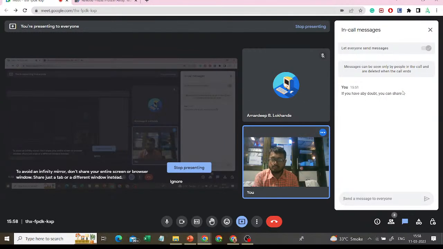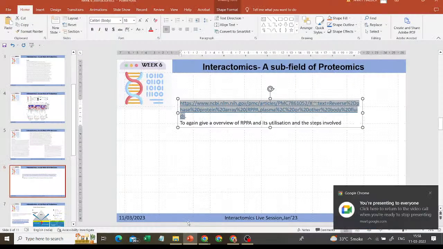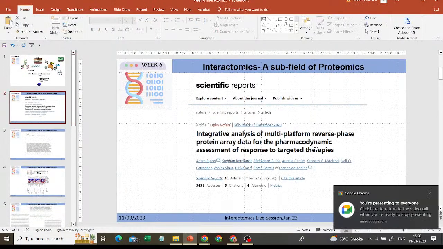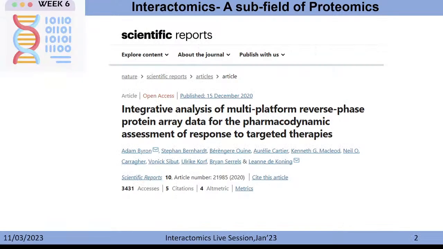If you have any doubt regarding reverse phase protein array, you can ask. Otherwise, we can move forward. So I'll just again give a brief on protein array. The major thing it requires is the antibody, the quality of the antibodies. Firstly, you need to perform one immunoblot or Western blot experiment to target the particular protein, and then identify that if it contains a single band, only then can you take that antibody forward for your experiment. Otherwise, it's not possible. So you need to make sure of that.